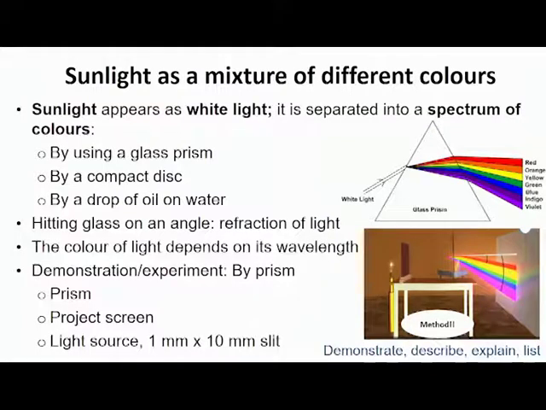The color of light depends on the wavelength. You should be able to demonstrate how the prism can be used to separate white light into different colors. In your study guide, it is very clear how you can carry out this experiment or demonstration for your students.